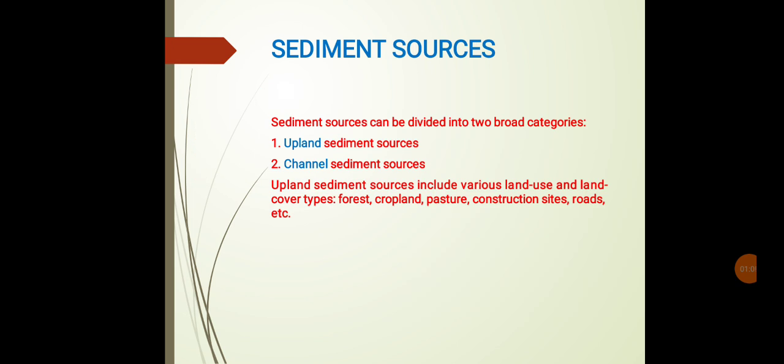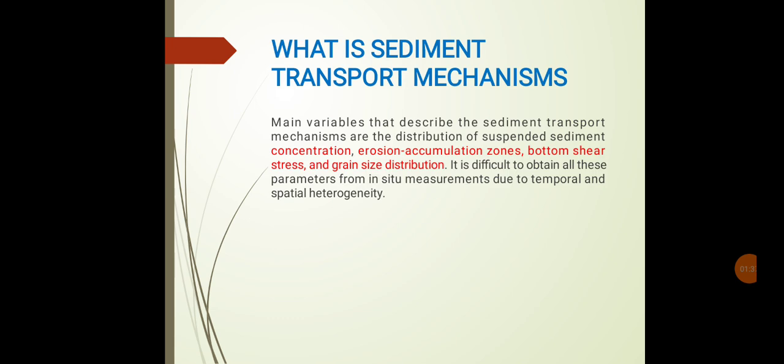Then, sources of sediments. The sediment source is divided into two categories. One is upland sediment source, and the other is channel source. Upland sources include the various land use and land cover types, that is forest, cropland, pasture, construction sites, roads, etc. Coming to channel sedimentation, the water which is diverted from the reservoir or river contains some quantum of suspended particles. Those suspended particles are deposited in the channels. That is called the sediment source of channel sediments.